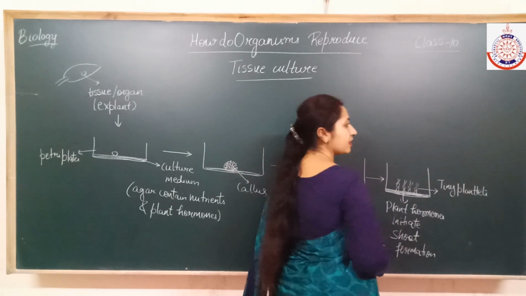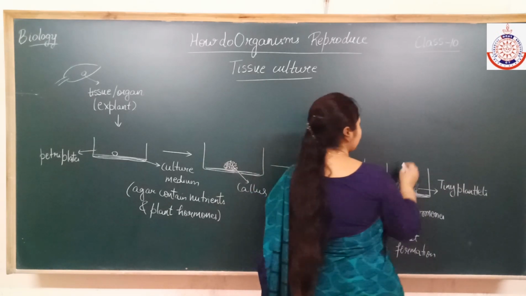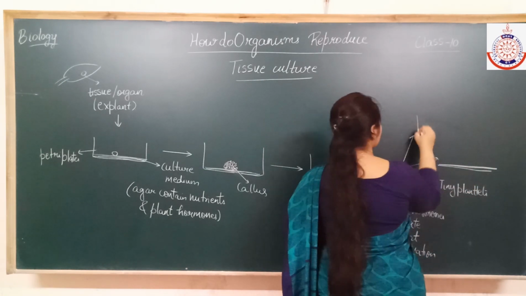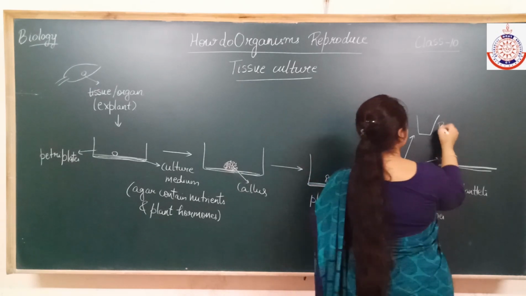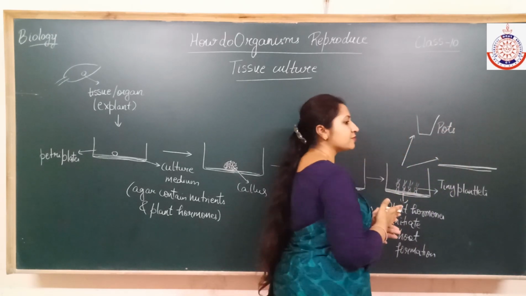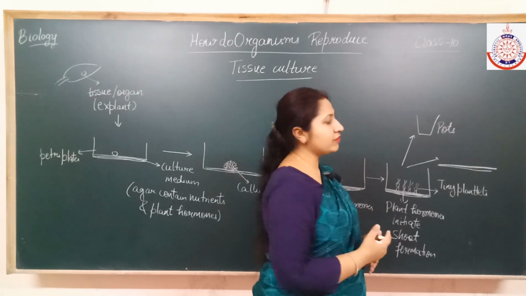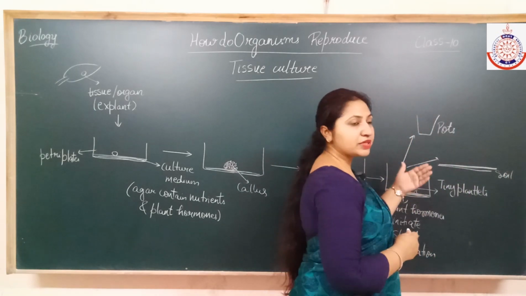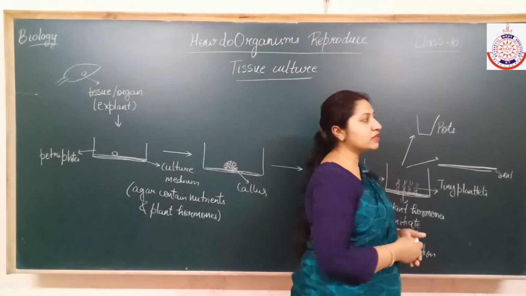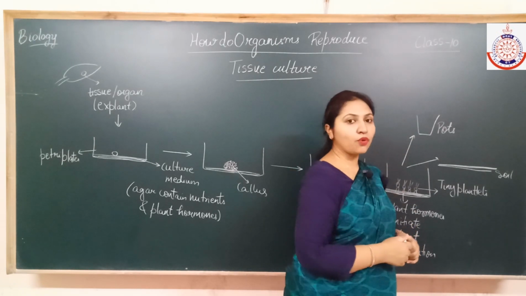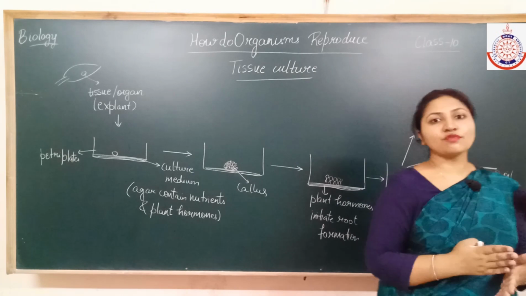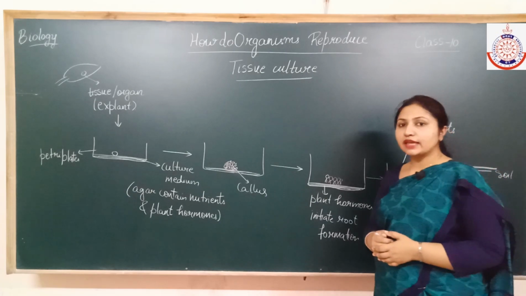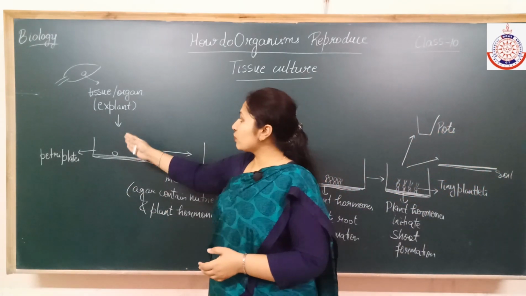Now these tiny plantlets are separated from the culture medium and then they are transferred either to the soil in the field or in the pots, so that they will get enough space for growth and development. Okay, this is soil in the field, meaning it can be transferred to the soil present in the field or in the garden or even in the pots, so that they can get enough space for growth and development.